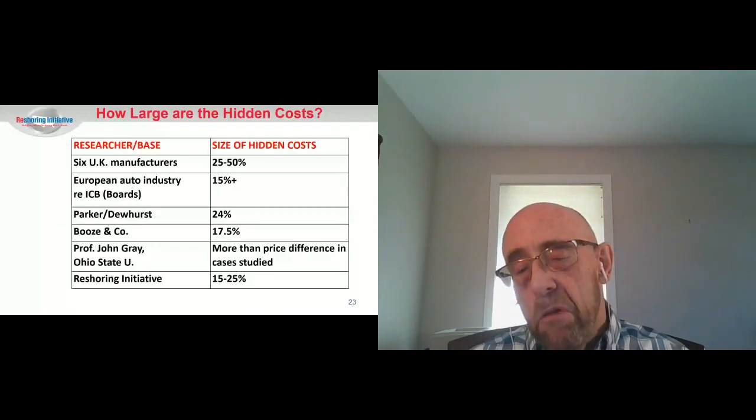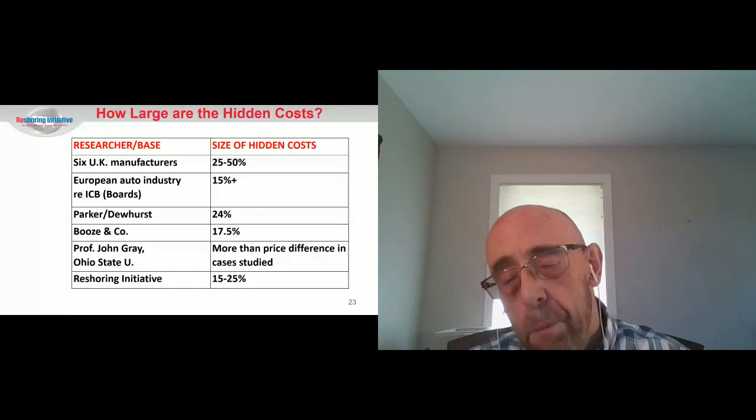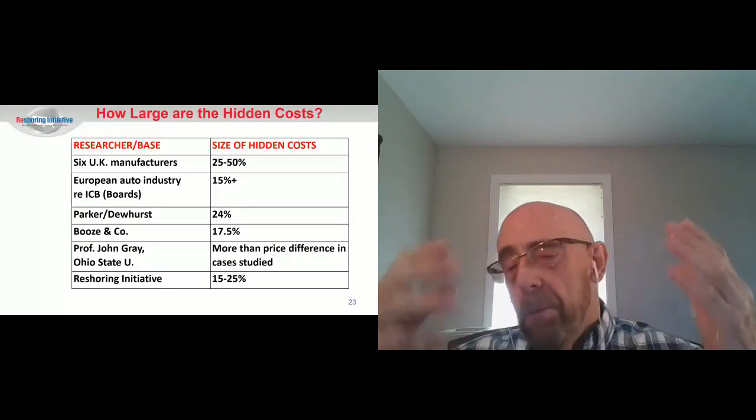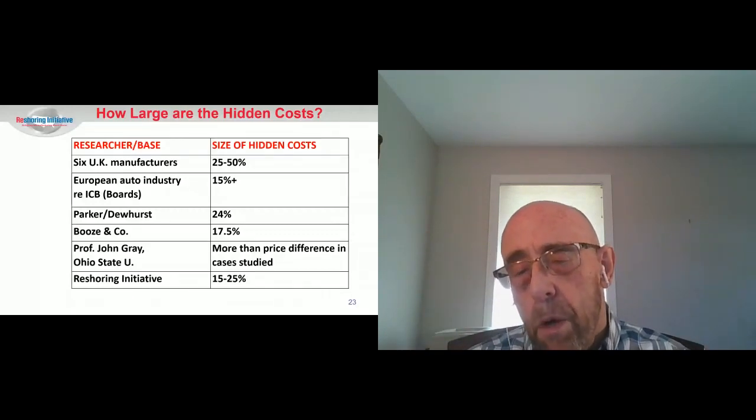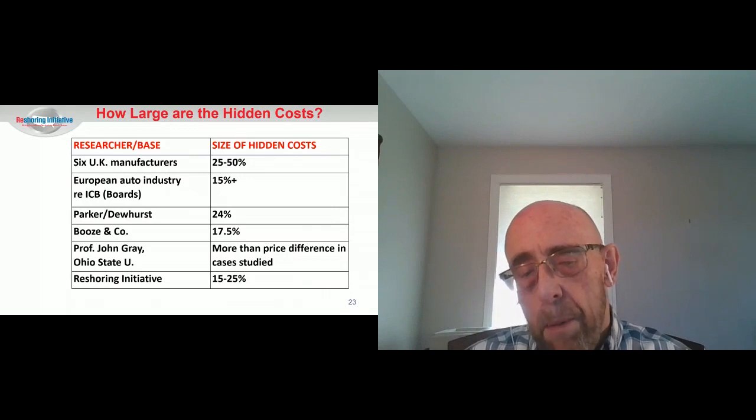So a lot of groups have studied this to find out how big those hidden costs are, and typically it comes out somewhere in the 15 to 25% range, which is what we find statistically from the people that have used the TCO Estimator. Next.